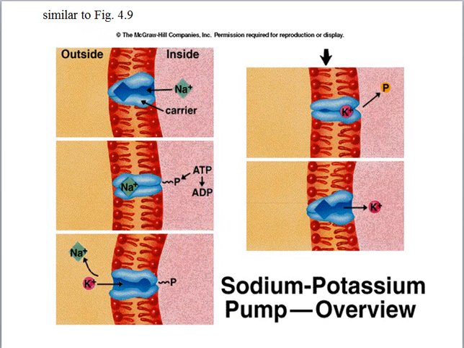Sodium-potassium pumps are an example of active transport. Sodium-potassium pumps are vital in the transport of ions across the cell membranes during the transmission of information along nerve cells.